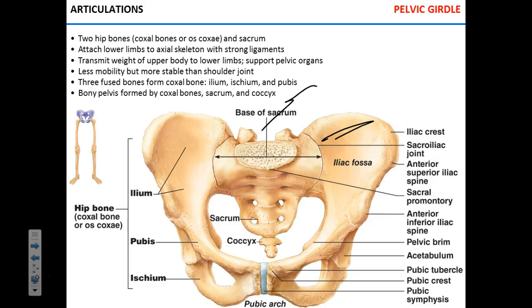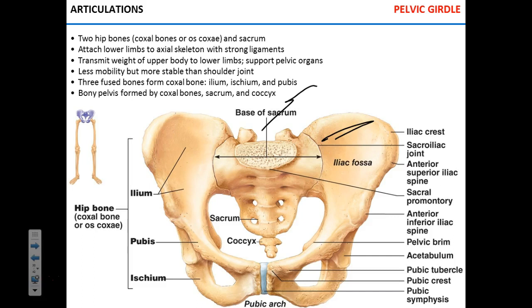Hip bones. There are 2 of them, they are irregular coxal bones. They articulate with the sacrum, and they articulate with the femur right here, okay? Pretty big. They transmit weight of the upper body to the lower limbs. They provide support to the pelvic organs.